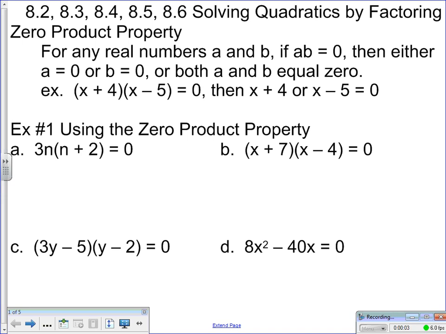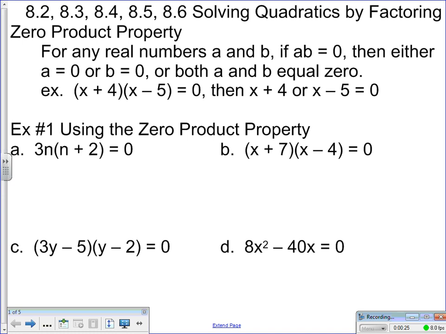Lessons 8.2, 8.3, 8.4, 8.5, and 8.6, all about solving quadratics by factoring. Now we've already covered lessons 8.2 through 8.6, factoring. Now we're going to go back and solve the problems with the equal signs now that you know how to factor all of the types.